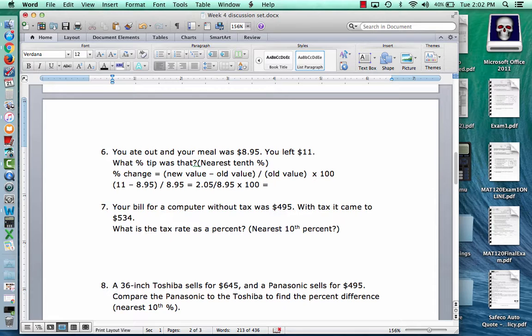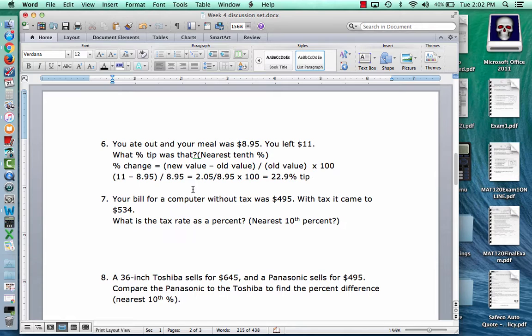So if I do that, 2.05 divided by 8.95 times 100, and I'm going to round this to the nearest tenth because that's what the instructions say. So 22.9% tip.